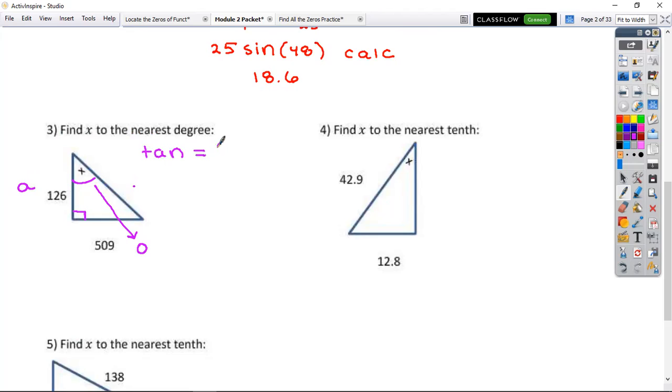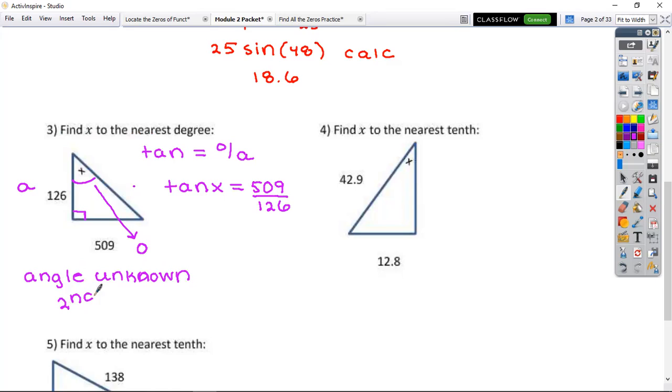So tan is equal to O over A, and then substitute in. So we're going to go tangent of x is equal to 509 over 126. What makes this question a little bit different is your angle is unknown. Anytime your angle is unknown, you're going to hit second tangent. So in the calculator, we're going to hit second tangent, which is an inverse tan function.